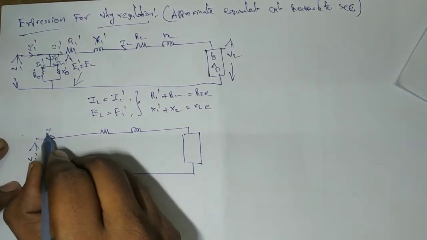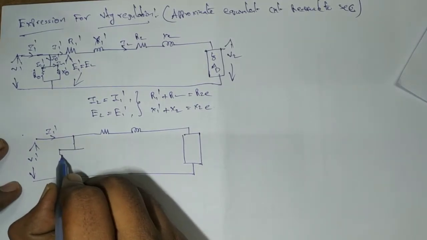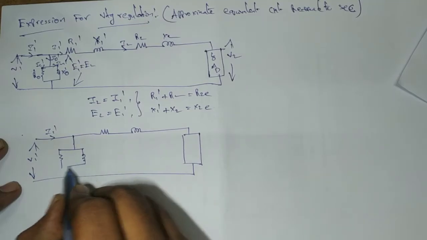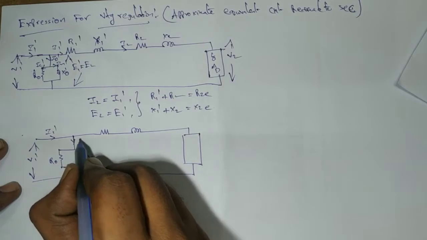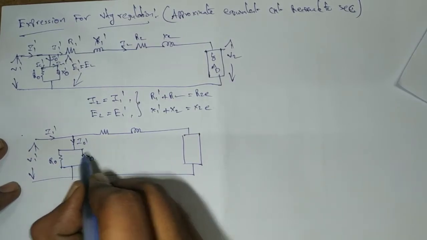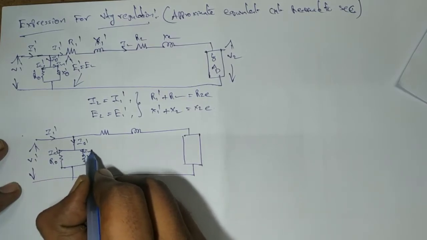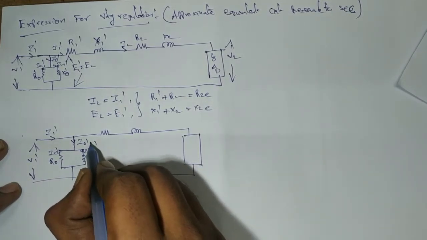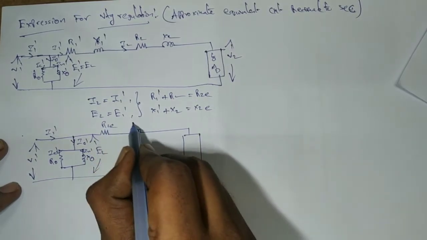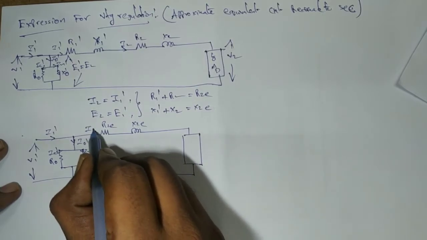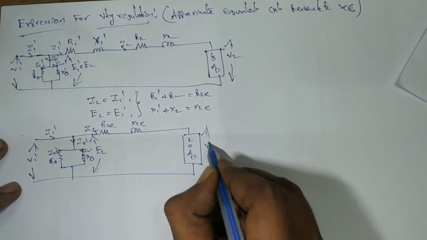So it will be V1 dash, current I1 dash, and the no load current component I0 dash. It will be divided into IC dash and IM dash. And the voltage across this will be equal to E2, because E1 dash will be equal to E2. And the combination of resistance, that is R2E, and the combination of reactance, which is nothing but X2E, R2E, X2E, and the current flowing is I2, because I2 will be equal to I1 dash.